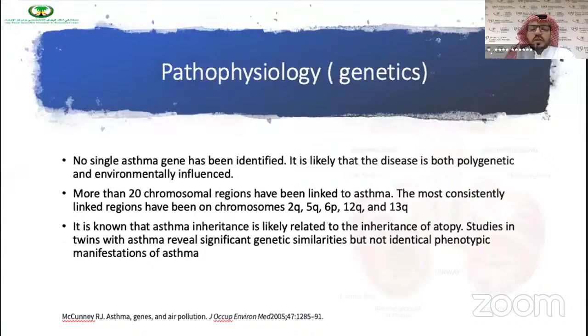We're going to move on to the pathophysiology, or rather we're going to start with the genetics of asthma. Actually, no single asthma gene has been identified. It's likely that the disease is both polygenic and environmentally related. More than 20 chromosomal regions have been linked to asthma. The most consistently linked regions have been reported on chromosomes 2, 5, 6, 12, and 13. In addition, asthma inheritance is likely related to the inheritance of atopy. That's why it's very important for us to ask about the history, and we're going to come to that later in the presentation. Studies in twins with asthma reveal significant genetic similarity, but no identical phenotypic manifestation of asthma.